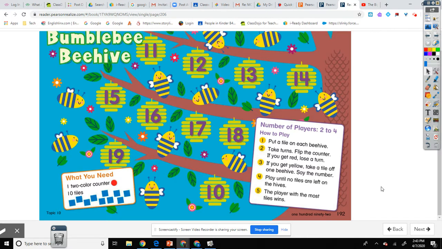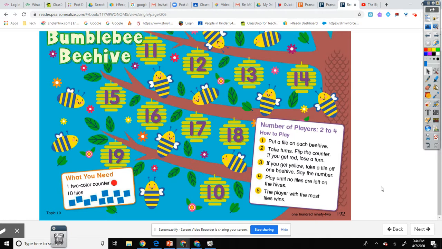How to play? 1, put a tile on each beehive. 2, take turns. Flip the counter. If you get red, lose a turn. So if you use a quarter or a penny, heads, you lose a turn. Tails, you gain a turn. So you could always modify whatever you have at home. If you get a yellow, take a tile off 1 beehive. Say the number. So if you get a tail, you take a tile off 1 beehive, say the number. Play until no tiles are left on the hives.